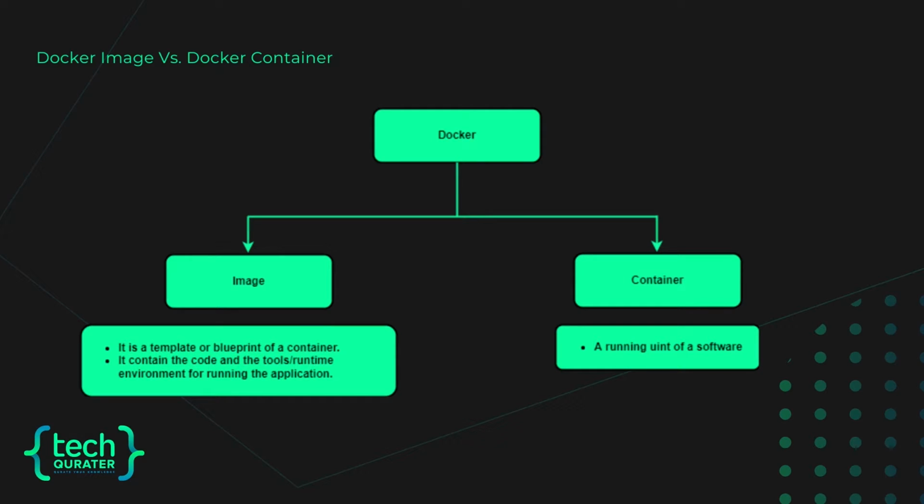But the image is the template, or blueprint, for a container. The image contains the code, the required tools, and runtimes to execute the code, and it is the container that then runs and executes the code. We have a complete split, or separation, here, so that we can create an image with all these setup instructions and all our code once, but then we can use this image to create multiple containers based on that image.